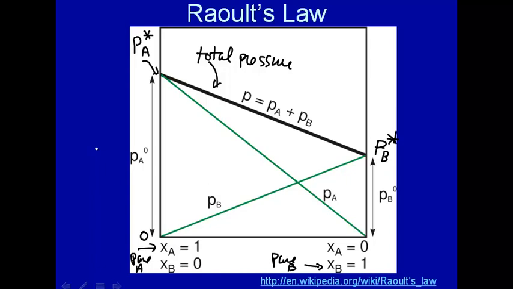Raoult's law says that the total pressure above a solution, or the partial pressure of each component above the solution, is linearly related to the mole fraction in the solution. So the vapor pressure above the solution is controlled by how much of that component is in the solution. What we're going to do in the next part of this lecture is to generalize this idea and plot not only pressure versus composition in the liquid phase, but also develop an expression for pressure versus concentration in the vapor phase.